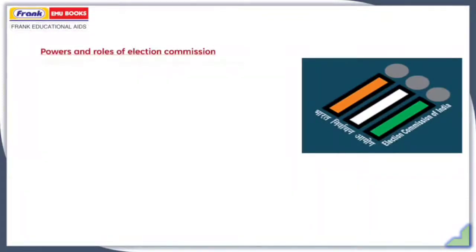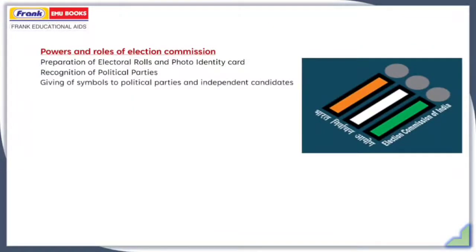Powers and roles of Election Commission. So, Election Commission has a task to prepare the electoral roll or the voters list and also to issue photo identity card or the EPIC card. It also recognizes the political parties. It gives the symbols to political parties and independent candidates.